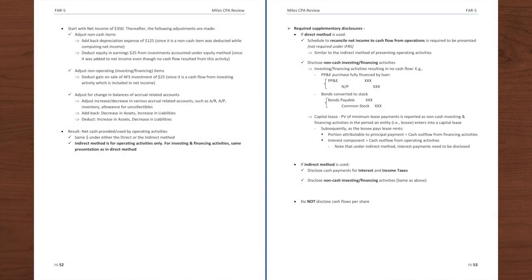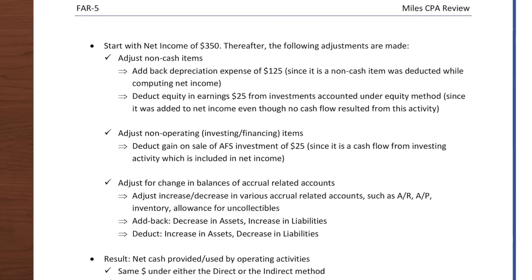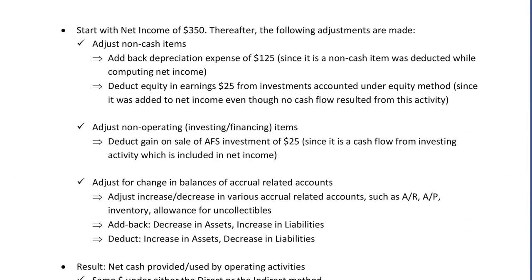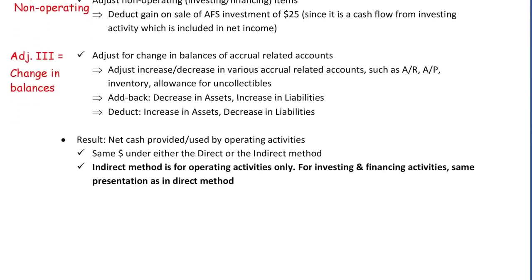On page 52, I've got a narrative description of all that's happening on the indirect method for the operating activities section. So begin with net income of $350 and then write adjustment number 1 equals non-cash. So looking at the non-cash items first. Then the next sub-bullet, write adjustment number 2 non-operating. And then write adjustment number 3 change in balances.